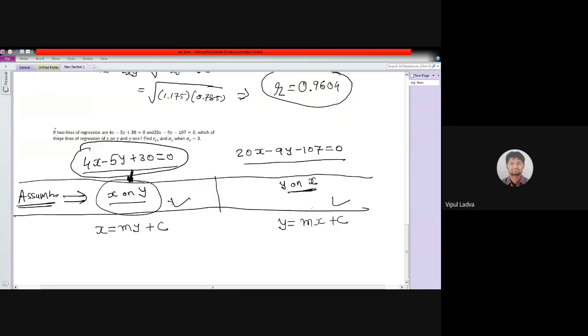Yes, sir. If the assumption turns out wrong, that this is not x on y, then it is still settled that this is y on x. For that y on x, we don't need to verify it. So are we good, or should I proceed? Do you understand? Yes, it's clear, sir.